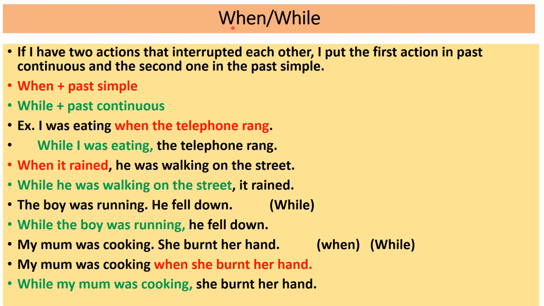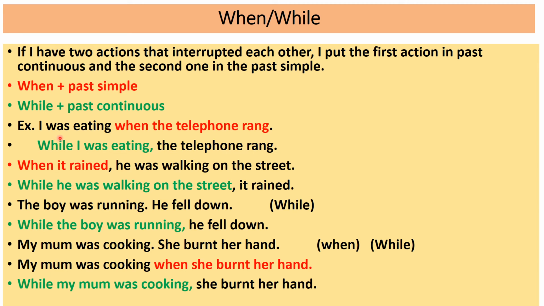When do I use when and when do I use while? If I have two actions that interrupted each other, I put the first action in the past continuous and the second one in the past simple. So after when, I use past simple, and after while, I use past continuous. For example, I was eating when the telephone rang. What was I doing first? I was eating. So this is the first action, and I put it in the past continuous.